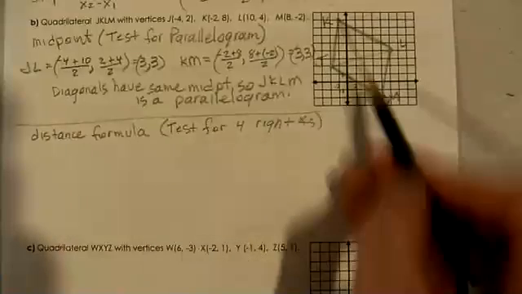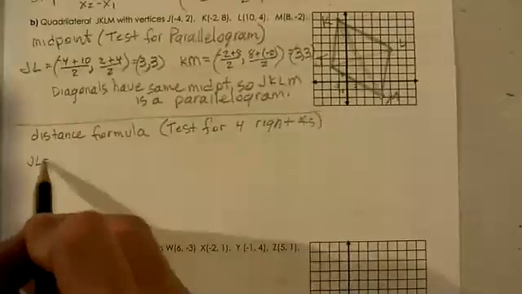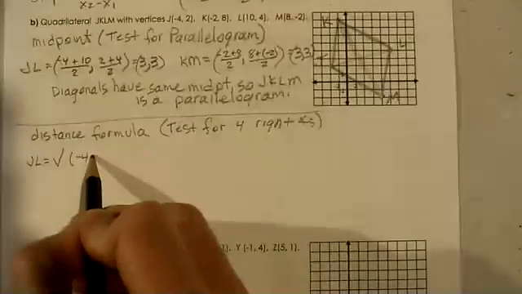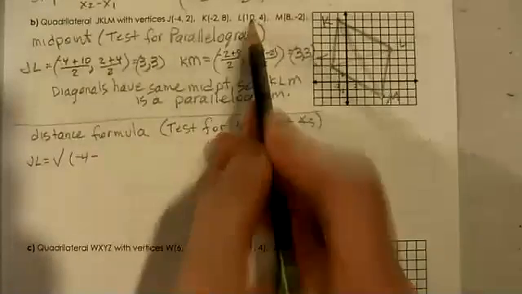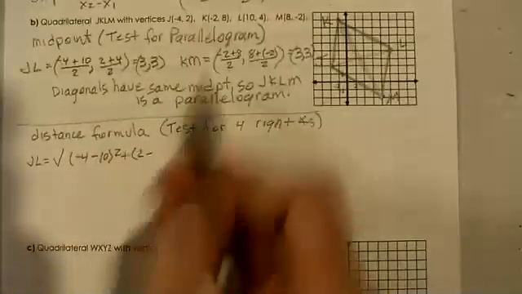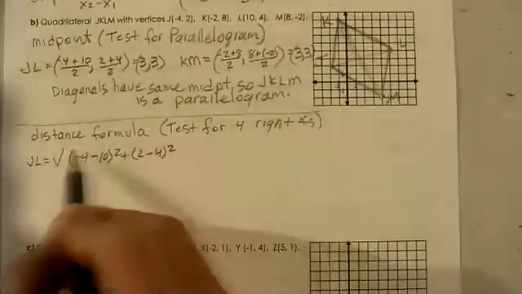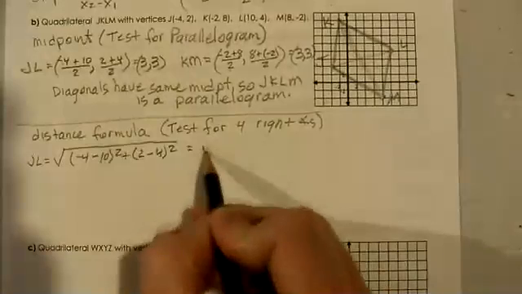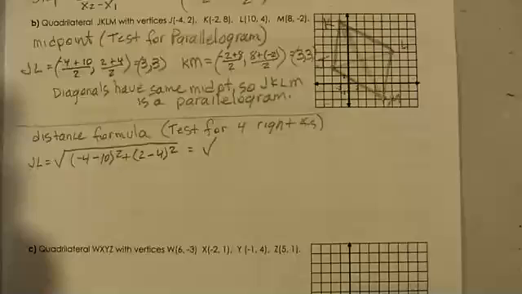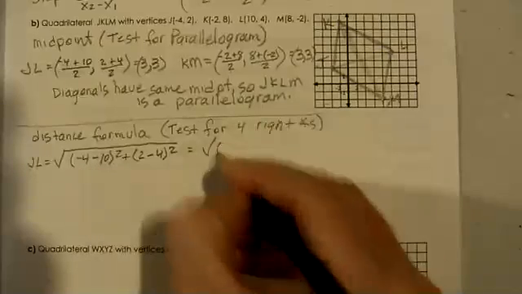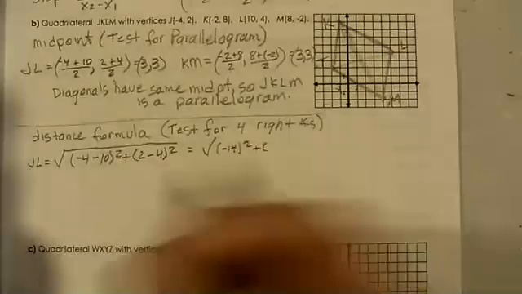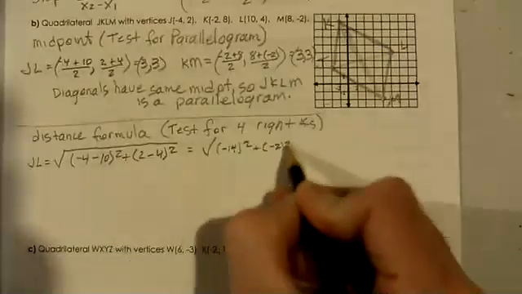Okay, so our first one is going to be JL. So with JL, we use our x's, so -4 minus 10 and 2 minus 4. We square those. So when we calculate the -4 and -10, we get -14 that is squared. And when we do 2 minus 4, we get -2 that is squared.